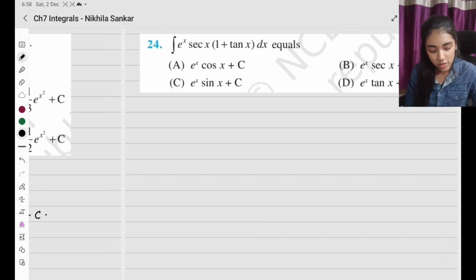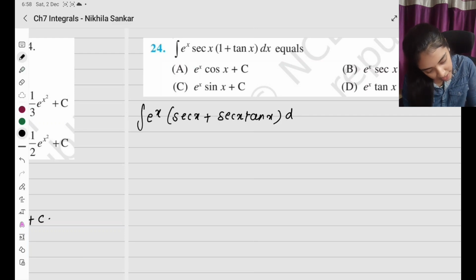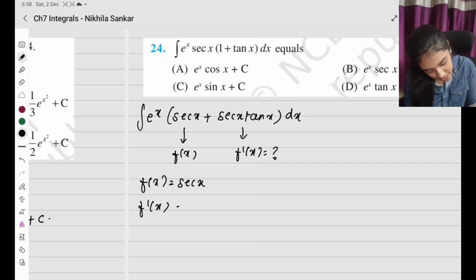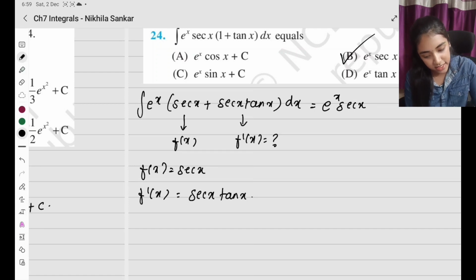Okay, now this is also a very easy question. So I'm going to write e to the x times, inside the bracket, secant x plus secant x tan x, times dx. So in that this is my f of x. I'm going to check if this is my f dash of x. So if f of x is secant x, f dash of x, or the derivative, is secant x tan x. Correct? So this is of the form e to the x times f of x plus f dash of x. So the answer is e to the x times secant x. So it is going to be option B.